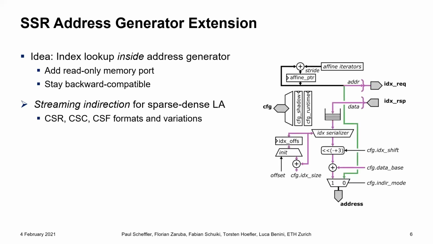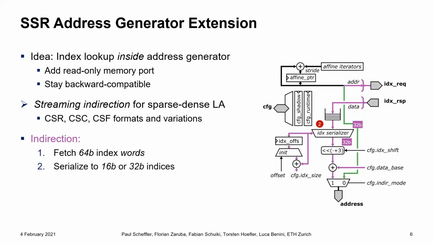So here we see our data path in the address generator. In green, we see the original data path, and in purple, we see the added indirection data path. As you can see, some resources are shared. And I will walk you through how we do an indirection in this indirection data path. First, we load from this added memory port 64-bit index words, 64 bits, because the memory system in which we evaluated this extension is 64-bit wide. But since that is fairly large for indices, we serialize these indices into 16 or 32-bit indices to make sure that we efficiently use our memory bandwidth.